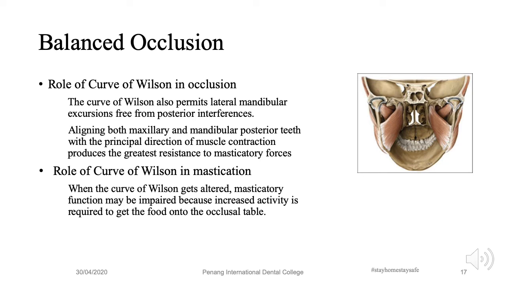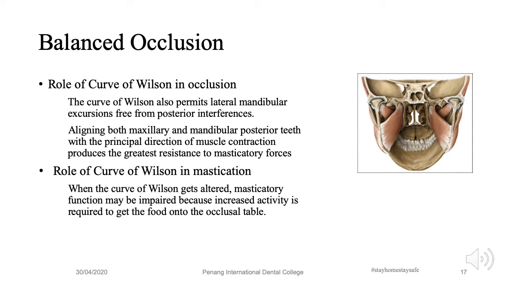Curve of Spee in occlusion. The curve of Wilson also permits lateral mandibular extrusion free from posterior interferences. Aligning both maxillary and mandibular posterior teeth with the principal direction of muscle contraction produces the greatest resistance to masticatory forces. So you give this curve of Wilson because it is principally aligning to the contraction of muscles. The way the muscles are contracting, the same way the teeth are going to glide. So that's the reason you give this curve of Wilson.